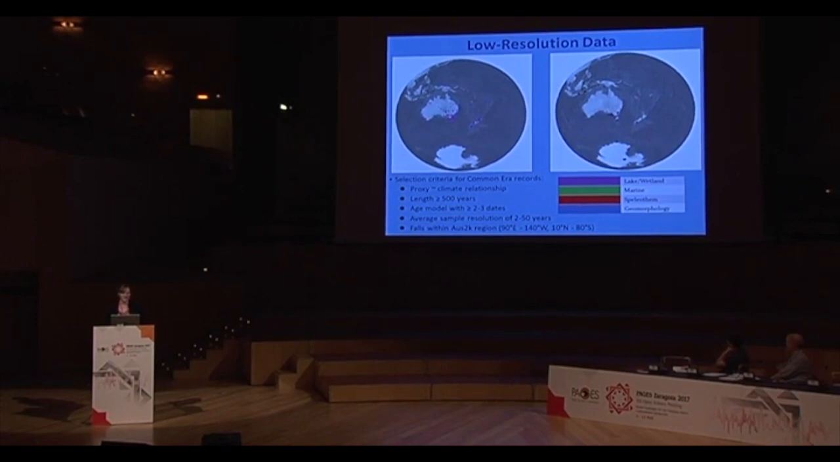The high-quality data sets were identified through the application of 5 selection criteria: a robust climate proxy relationship, record length extending at least 500 years, an age model based on at least 2 or 3 dates, average sample resolution between 2 and 50 years, and record location within the Australasian region. When we examine the 22 high-quality paleoclimate records, we see that they fall within 2 distinct geographic regions. One region is within the maritime continent, and the other region is within Southeast Australia.